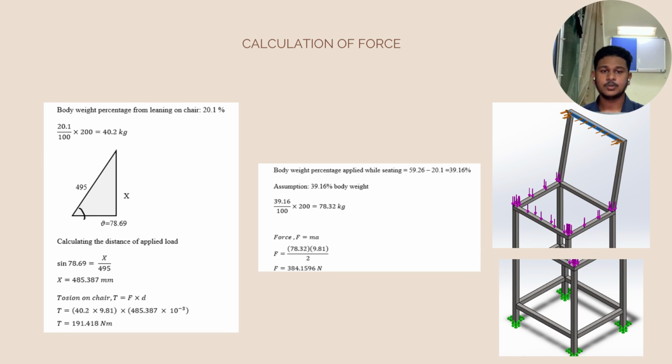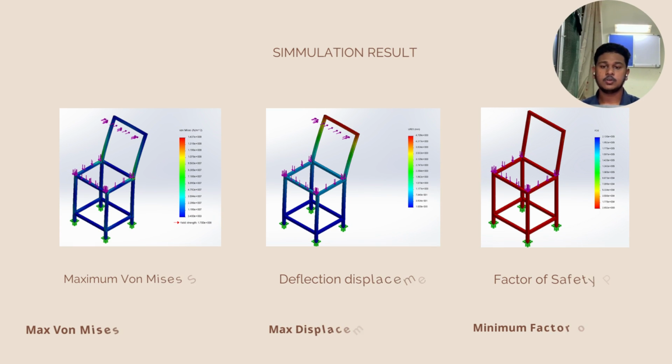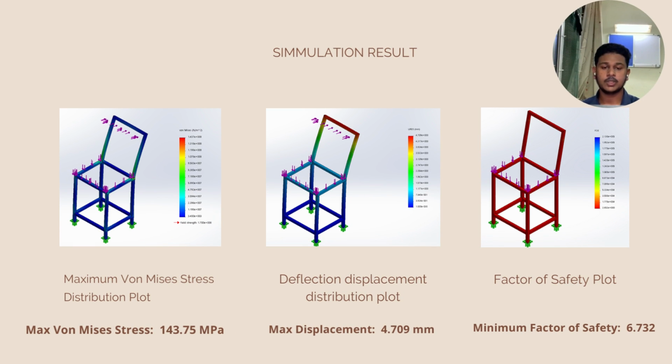This is the calculation to determine the force acting on the body. There will be forces caused by sitting and leaning. For sitting, same as case 1, we use the equation F equals ma, while for leaning, we use the equation for torsion. The figures below show the results collected from the simulation. Figure 1 shows the maximum von Mises stress, which is 143.75 megapascal. The second figure shows the maximum displacement, which is 4.709 mm, and figure 3 shows the minimum factor of safety, which is 6.732.